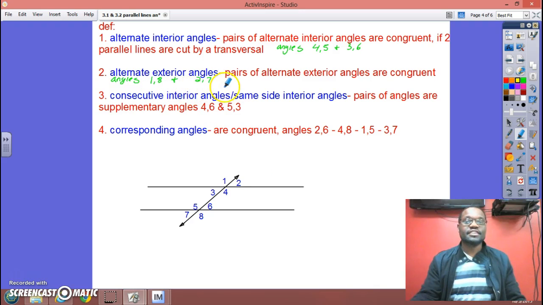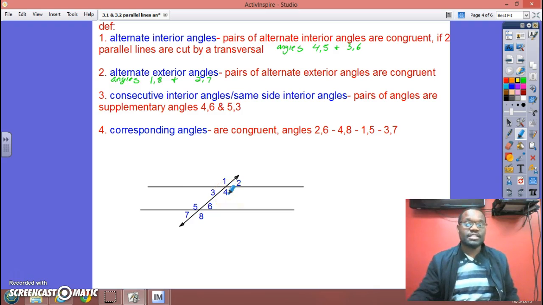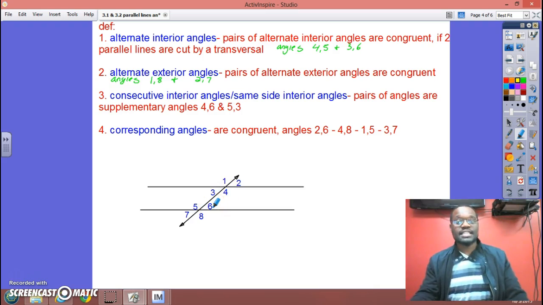Consecutive interior angles, or the same side interior angles. All right, same side interior angles. Interior meaning between the parallel. Same side meaning right on the same side, not alternate. Those are inverses of one another. Alternate means opposite sides of the transversal. Same side or consecutive interior angles, depending on which book they're calling that. So 4 and 6 are consecutive or same side interior angles.